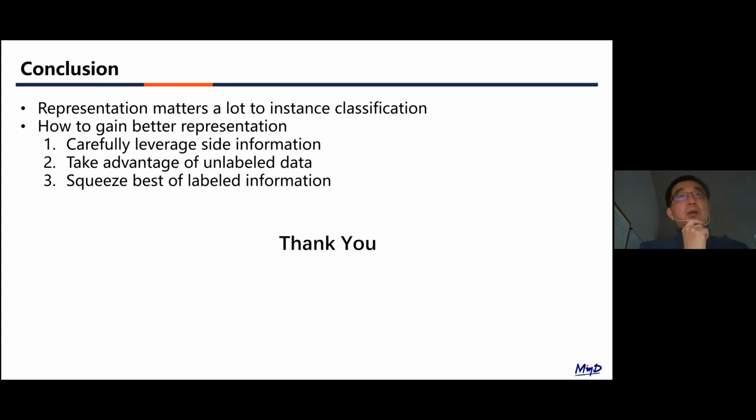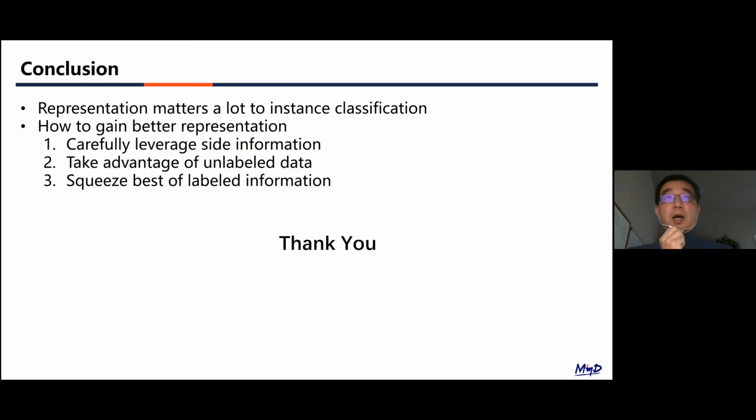And the second way to learn the representation is unlabeled data. As we can see with the emergence of self-supervised learning methods, there's a very powerful way we can learn a good representation out of the unlabeled data. And therefore, it's very important to take advantage of unlabeled data in this case.